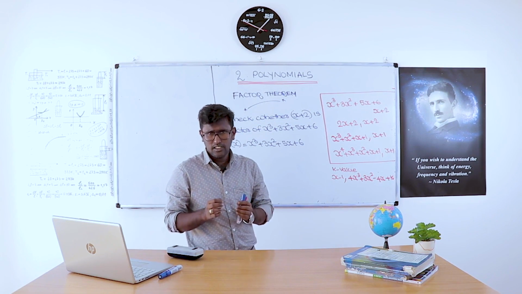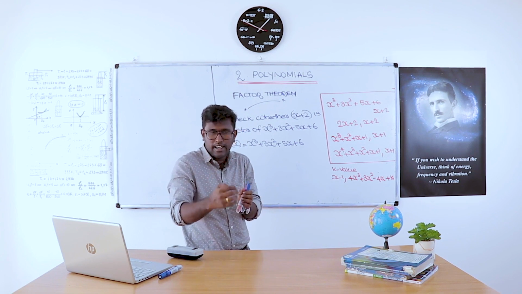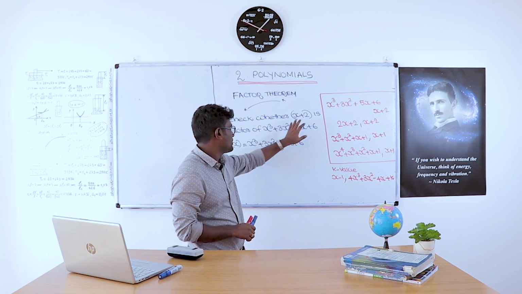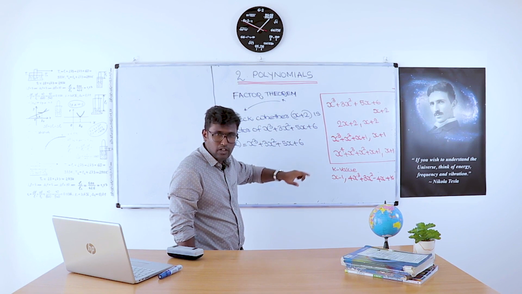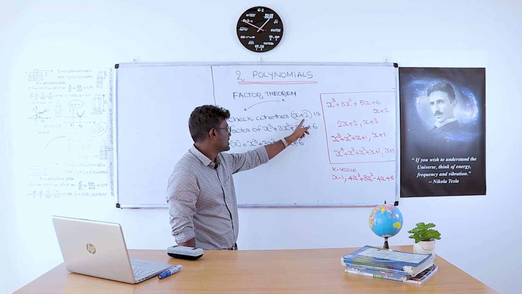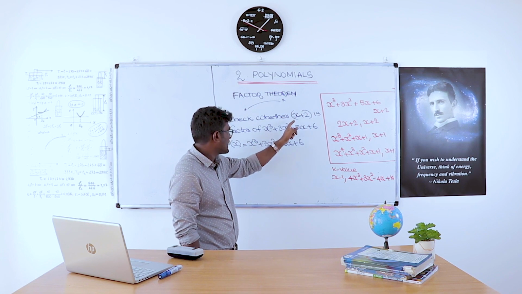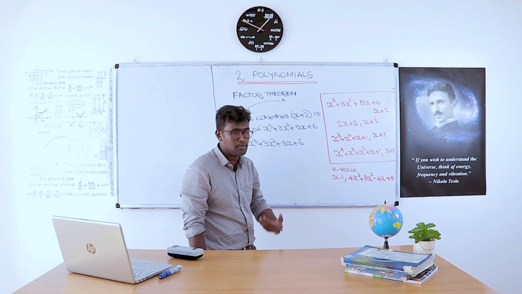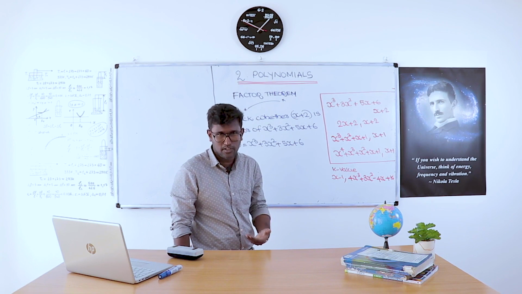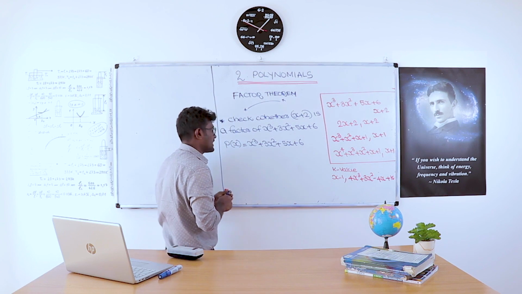How will you find? According to the concept of remainder theorem, this is a polynomial and we want to divide it by x plus 2, so the remainder of the polynomial is p of minus 2. x plus 2 is the divisor, and we get the remainder by taking the value of p of minus 2. If p of minus 2 equals 0, then the remainder is 0. When the remainder is 0, it is a factor. That means first we have to apply the remainder theorem and find p of minus 2.